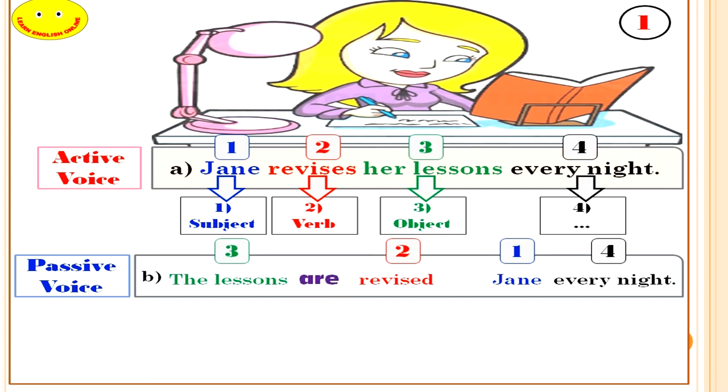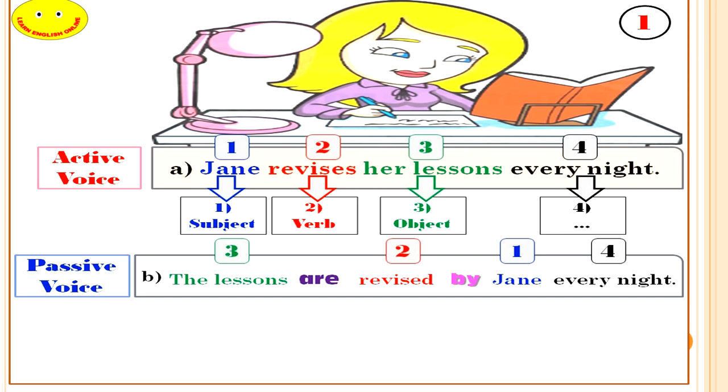Right. The lessons are revised. Are. And the second missing word is by. The lessons are revised by Jane every night. So now the sentence is correct. And this is the passive voice of the first sentence: Jane revises her lessons every night. Now, let's talk about the main changes.